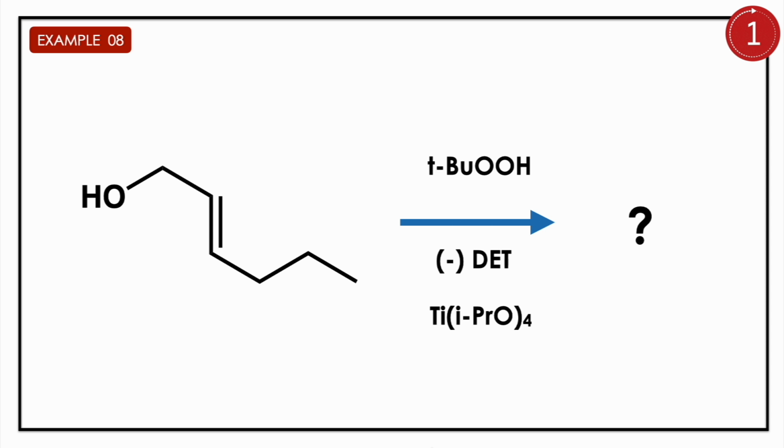Then the next example. Here you have an alkene. At one terminal you have methylene alcohol. At the other terminal you have a propyl group. You are using peroxide with tertiary butyl bulky group, minus DET, titanium isopropoxide. You should find what will be the final product.